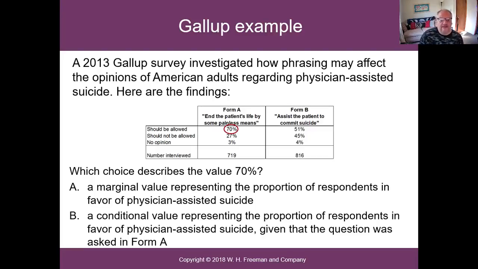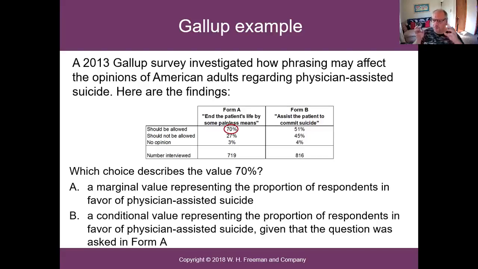In 2013, a Gallup survey investigated how phrasing may affect the opinions of American adults regarding physician-assisted suicide, and here are the findings. Which choice describes the value of 70%? So let's take a look at this table and try to understand how this is going. We have 2 different forms, meaning we could describe the idea in 2 different ways. We could either say, well, we're talking about patients who will end the patient's life by some painless means. Or we could also say it this way. We're going to talk about physicians who assist the patient in committing suicide.